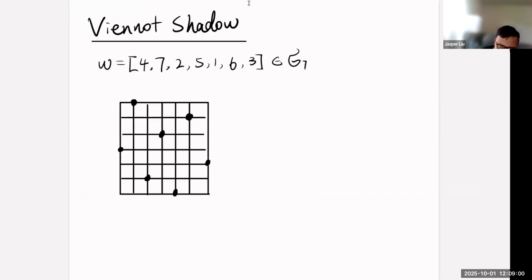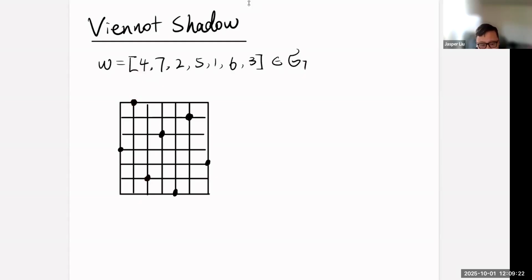So here in this permutation, 1 is going to 4. So I put a dot in here. That means it's the first column and the fourth row. And 2 is going to 7, so it's here. 3 is going to 2, so it's here, and so on.